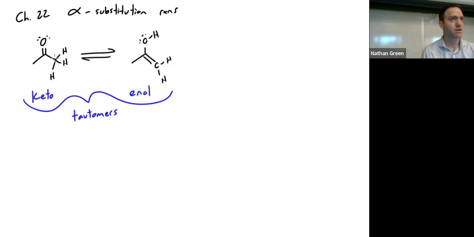What do we call that next to a carbonyl? Alpha. Carbon next to a carbonyl is alpha, next to that beta, gamma, delta, so on and so forth.